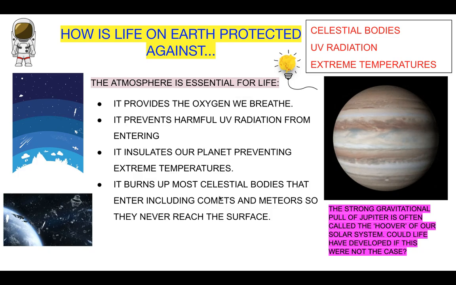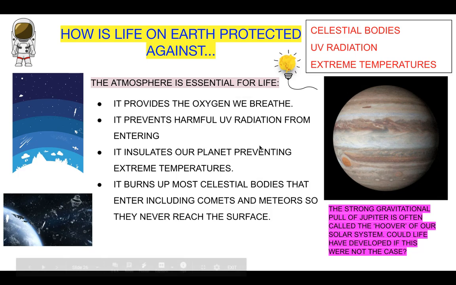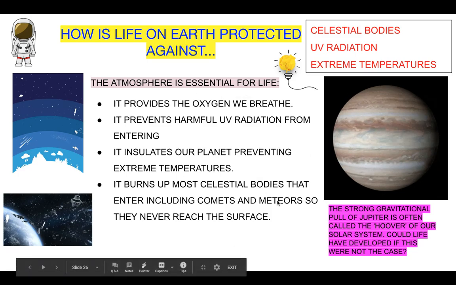Okay. The next thing then is that the atmosphere, because it's so thick, will actually burn up a lot of the celestial objects that fall into our atmosphere. So most of the objects like space debris, for example from satellites or comets, or smaller objects like small meteorites that fall into our atmosphere, will burn up because of the high friction. So that's how we are protected and how life has been protected all this time.